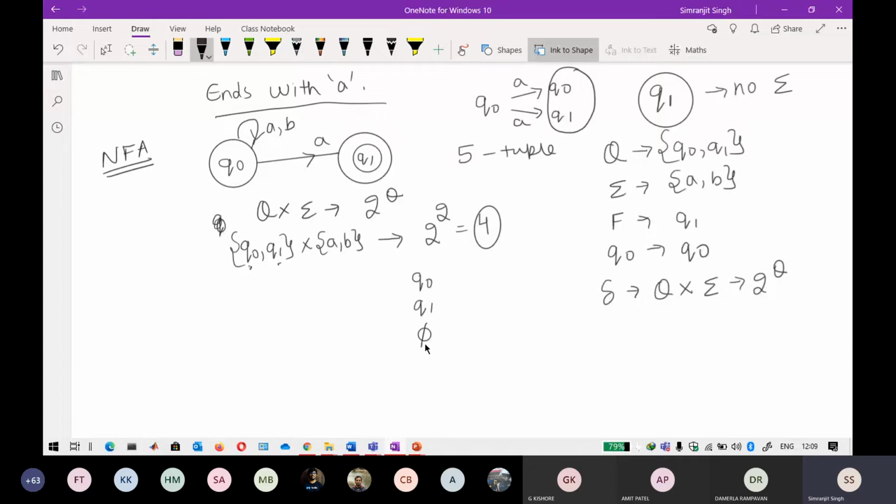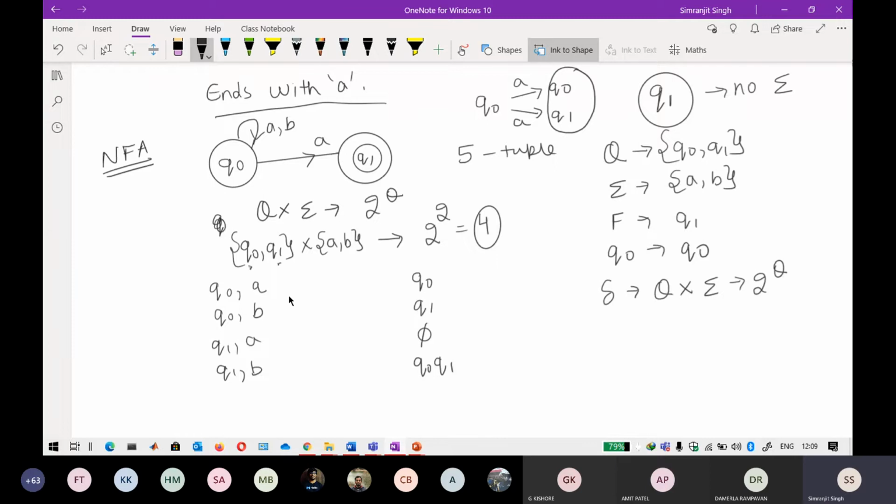This is also called your null set, and the fourth is Q naught and Q1. Okay, so I again have to take all the terms. It is saying that upon receiving a transition from Q naught to Q1, Q naught to A, Q naught to B, it can go towards these four states. So Q naught to AB, and Q1 to A, and Q1 to B.